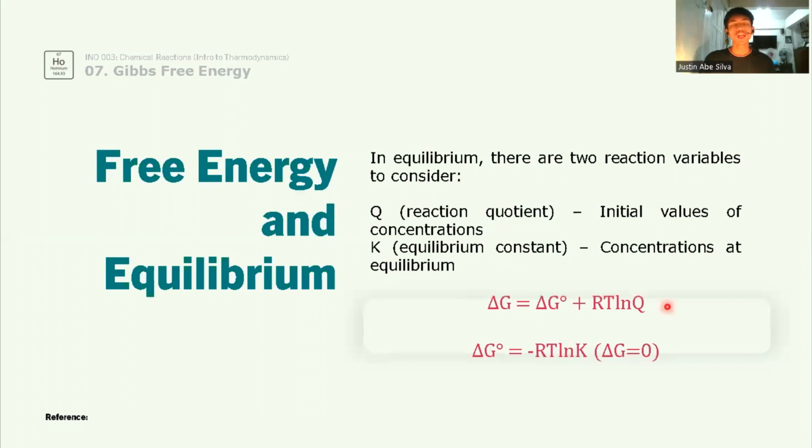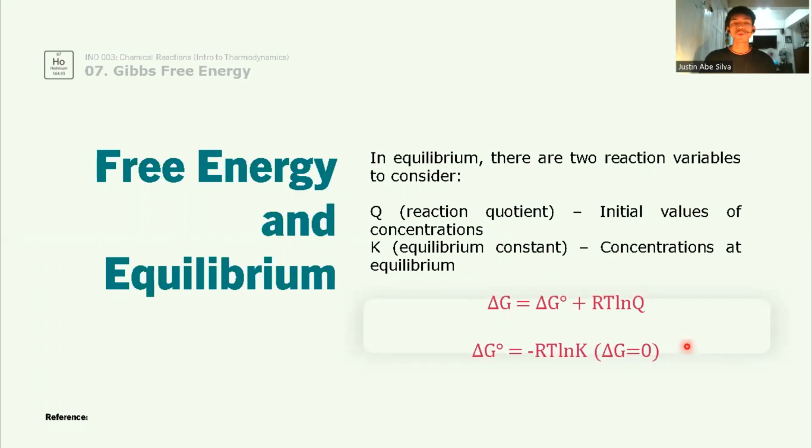So if we're talking about a certain reaction before it goes to equilibrium, we are going to use this first one. So delta G is equal to delta G naught plus RT ln of Q. Do keep in mind that delta G is different from delta G naught. Okay. So with this, we are relating the Gibbs free energy with our reaction quotient.